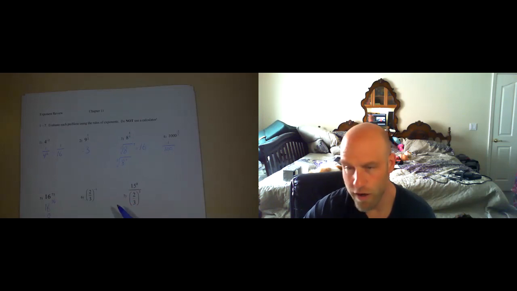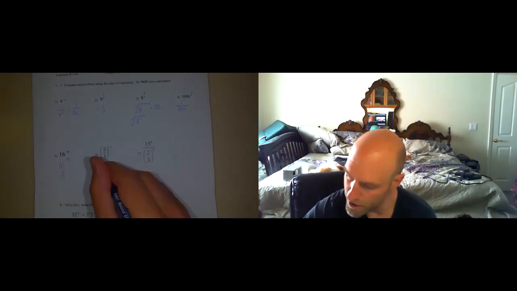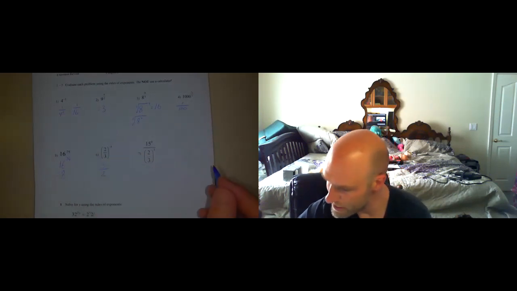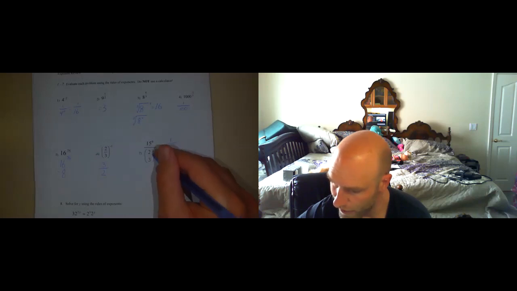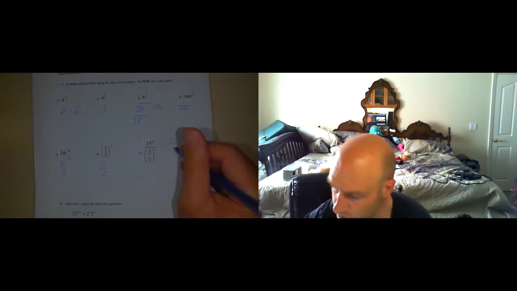2/3 to the negative 1, well, a negative not only gives you a free trip from the numerator to the denominator, but vice versa. That 3 came up, that 2 went down. 15 to the 0th is 1. I can distribute that exponent. Exponents do distribute over multiplication or division, and I get 8/27.